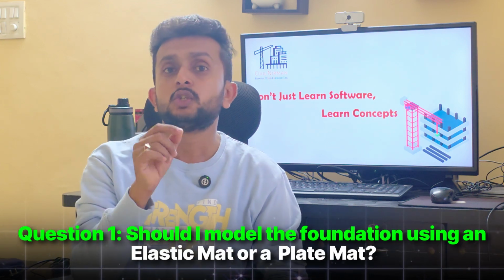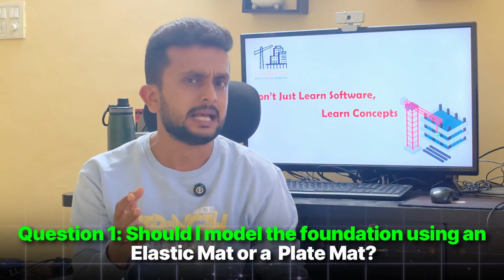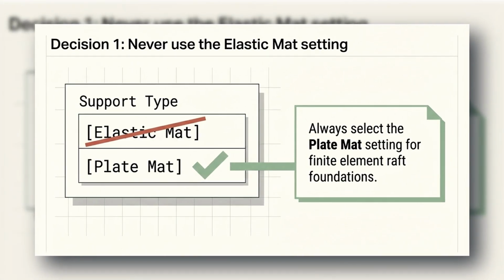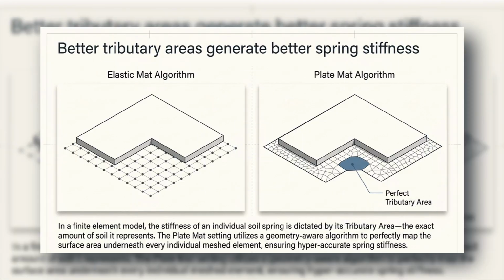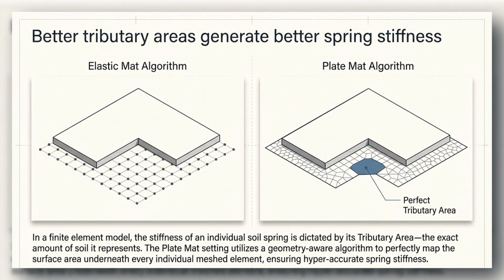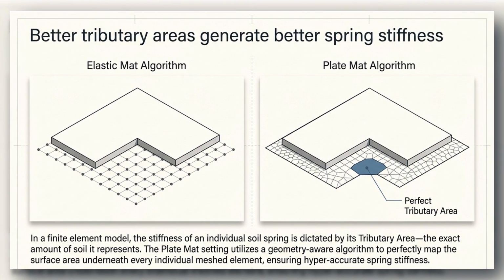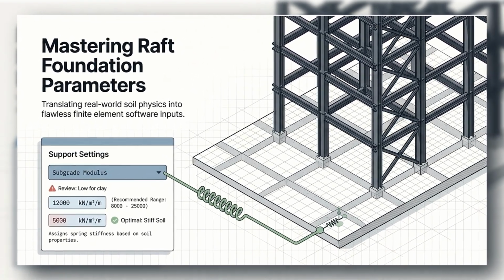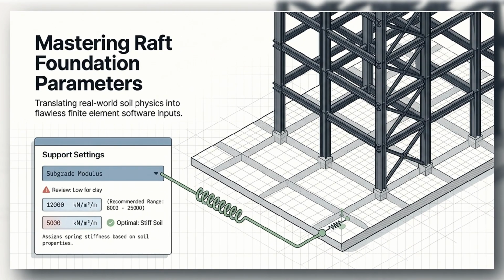Question number 1. Should I model the foundation using an elastic mat or plate mat? See, always use plate mat. Why? Because in a finite element analysis, the stiffness of each individual soil spring is based on its tributary area, the exact amount of soil area it represents. The plate mat setting utilizes a far superior algorithm to accurately determine the tributary area of the soil underneath each mesh plate element. Better tributary area calculations means more accurate spring stiffness.